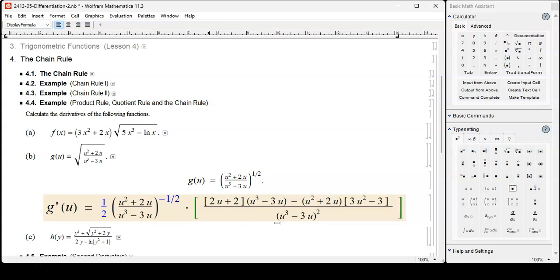But then again, the derivative of the inside is a quotient rule. So denominator squared. And then we have the derivative of the numerator times the denominator, same. And the numerator is the same. And then the derivative of the denominator. So numerator, u squared plus 2u, that's 2u plus 2. And the denominator, u cubed minus 3u, so 3u squared minus 3. The others are all copying and pasting, so there you go.